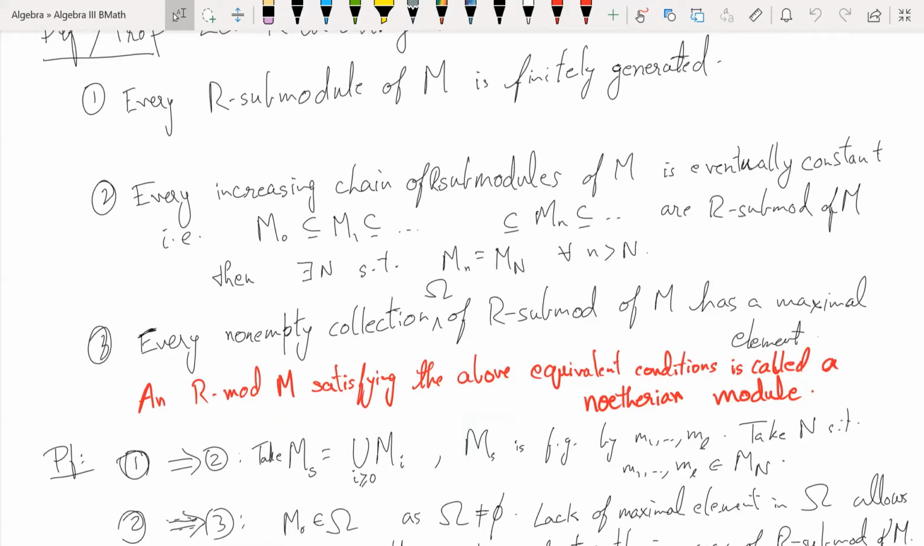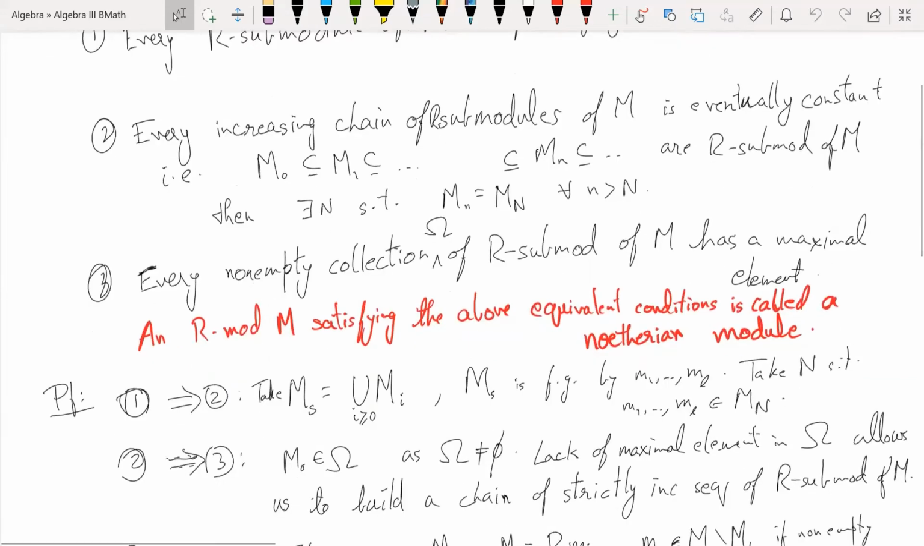By one, the union is finitely generated, say by m1 to mL. Then each of these m1 to mL has to be in one of the M_i's, so there will be a capital N such that M_N contains all of m1 to mL. And then of course the union is going to be equal to M_N. That is the place where it stabilizes.